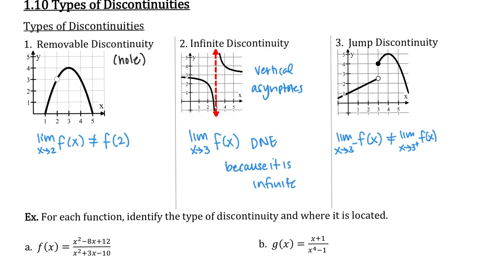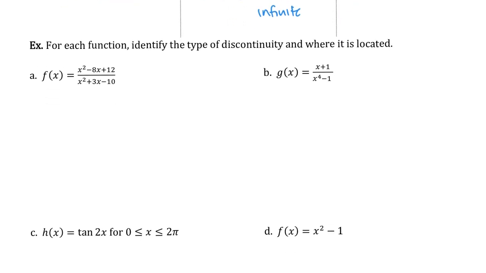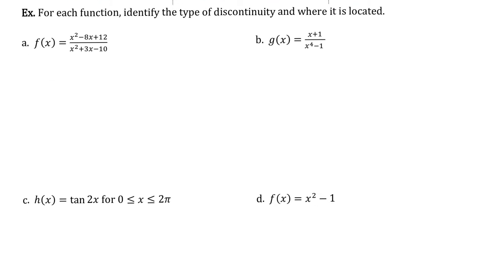Okay, let's go ahead and look at some functions and figure out where their discontinuities are located and what type of discontinuity they are. And you did this probably in Algebra 2 as well. Okay, let's look at this one. This is rational, so there's going to be some kind of discontinuity where the denominator makes it 0, probably. Let's go ahead and factor it and simplify it.